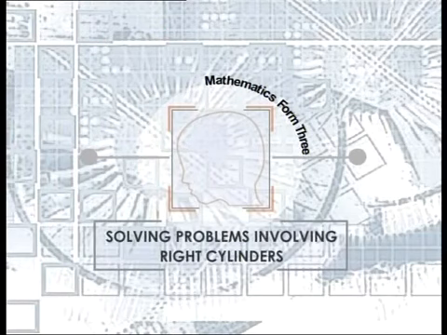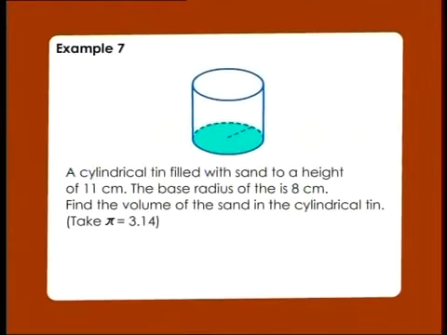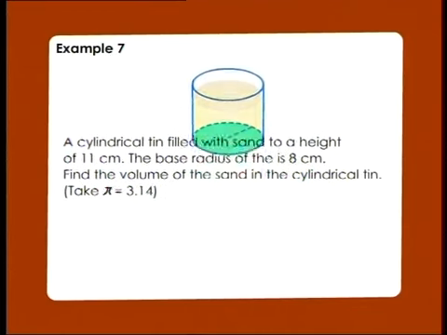Solving problems involving right cylinders. Example 7. A cylindrical tin is filled with sand to a height of 11 centimeters. The base radius of the tin is 8 centimeters. Find the volume of the sand in the cylindrical tin. Take pi equals 3.14.